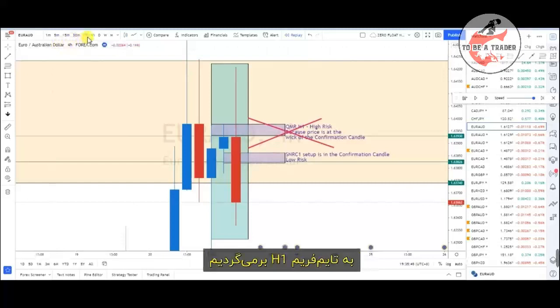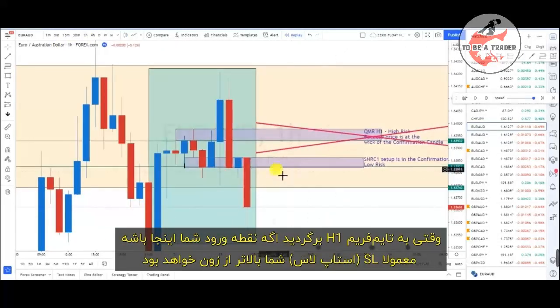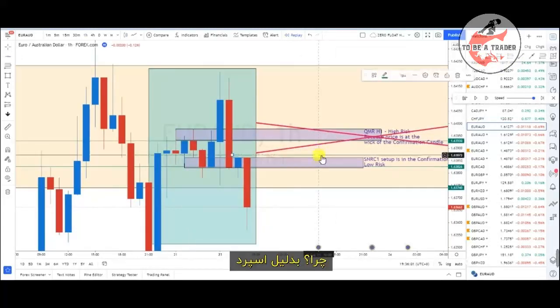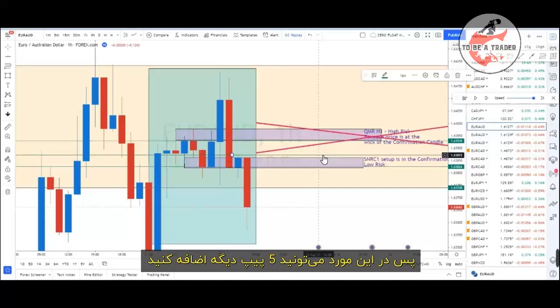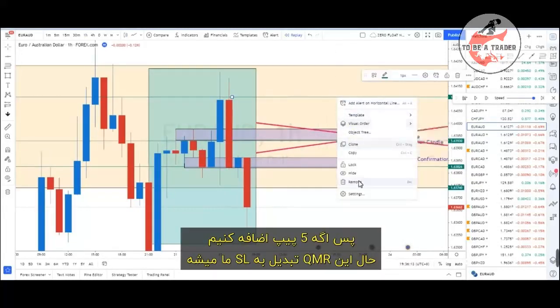So let's get back to the H1 time frame. If this is your entry point, normally your SL will be above the zone. Okay, so let's say here is your SL. Now we do not want to put the SL exactly in this zone. Why? Because of spread. So in this case, you can add another 5 pips. If we add another 5 pips, now this QMR will be our SL.